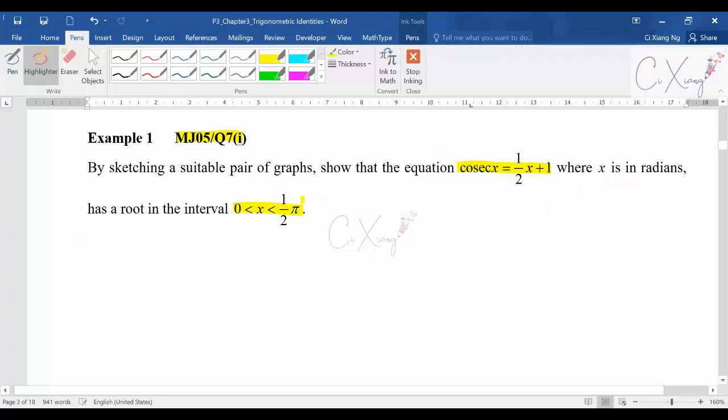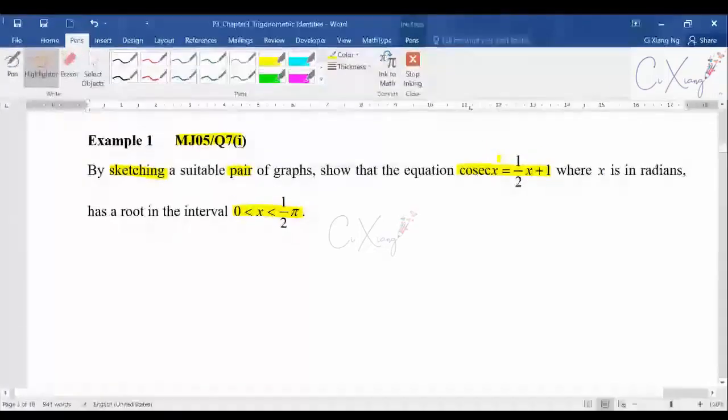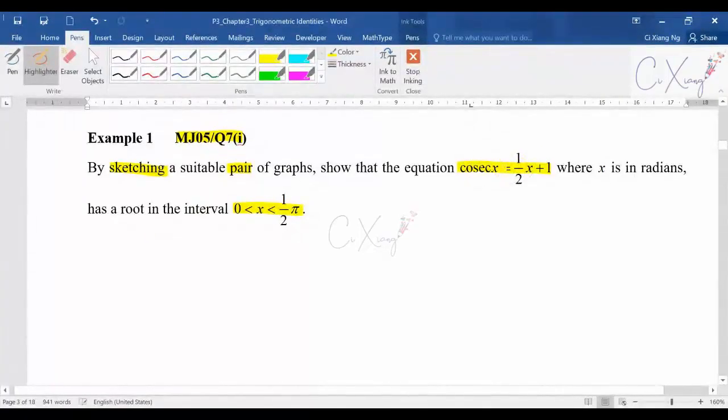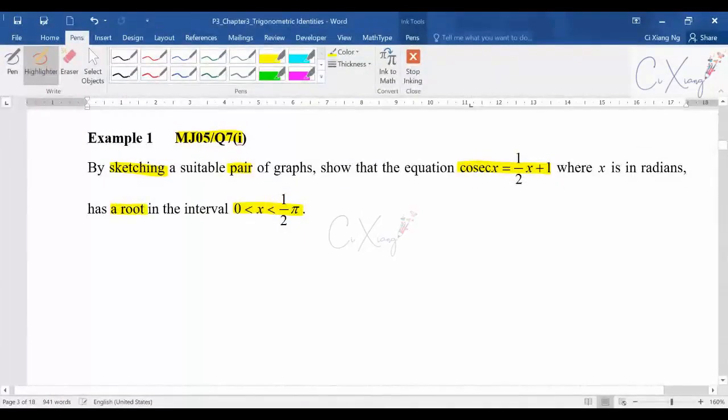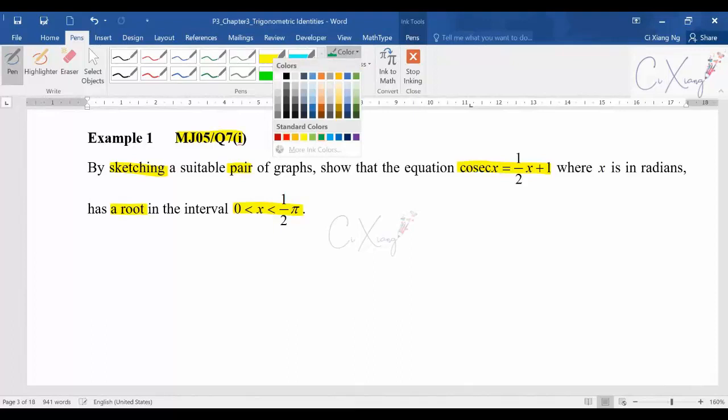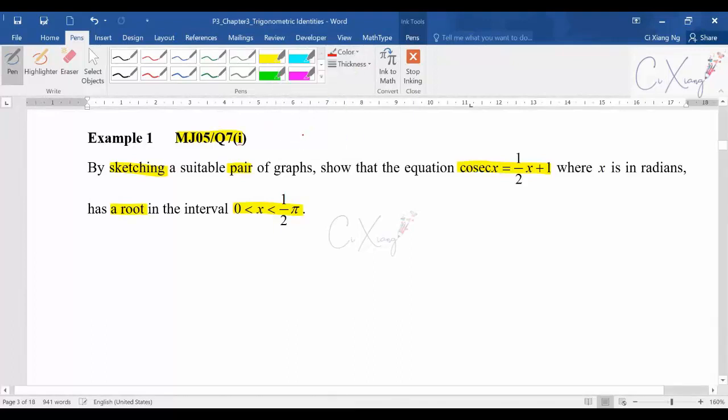So what does the question want for this one? Very obvious, they want you to sketch graphs. How many graphs? A pair. That means there are two graphs that you need to sketch. What kind of graphs do you need to sketch based on this equation? After that they want you to show that this equation has only one root in this interval. There is some important information here, but first you need to know you need to sketch two graphs.